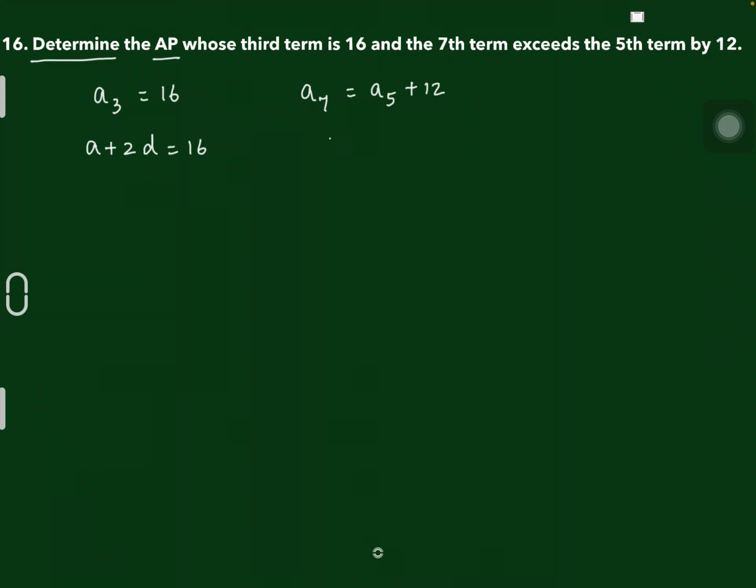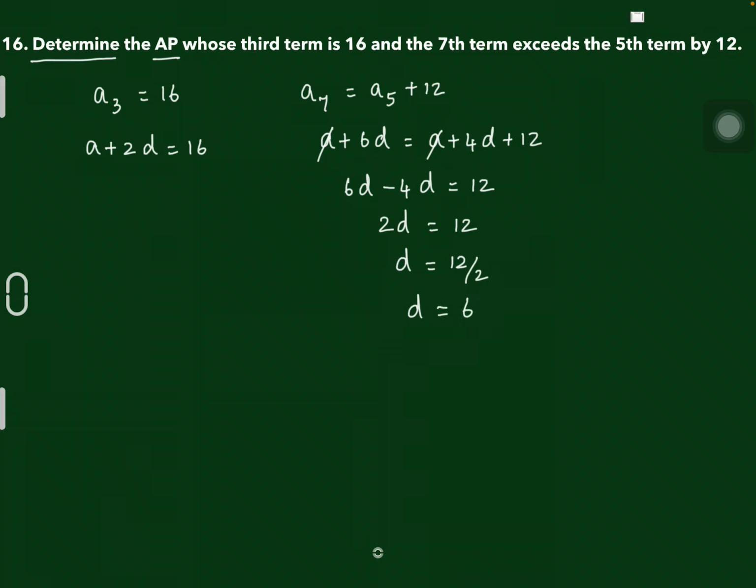So, here how do you write A7? A plus 6D is equal to, how do you write A5? A plus 4D plus 12. So, A gets cancelled. 6D comes this side, minus 4D is equal to 12. What is 6D minus 4D? 2D is equal to 12. So, from this D is equal to 12 by 2. So, D is equal to 6.